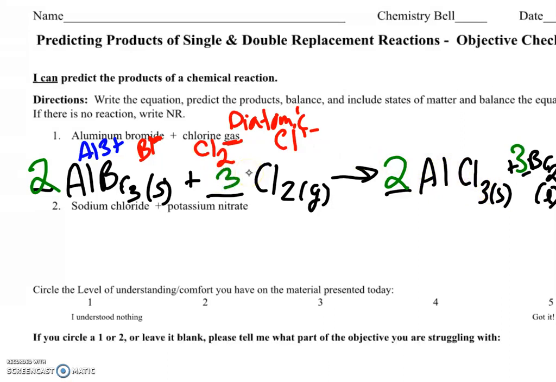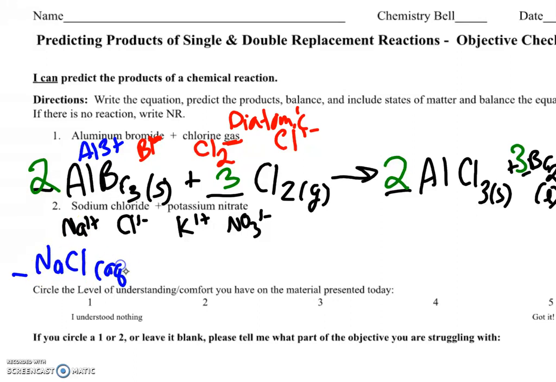Let's try number 2, sodium chloride plus potassium nitrate. So sodium chloride, sodium is always a 1+. Chlorine, chloride is a 1-. Potassium nitrate is K1+. Nitrate is NO3 1-. You memorize that. And let's take a look at what the formulas will be. So we're going to have sodium chloride, NaCl.